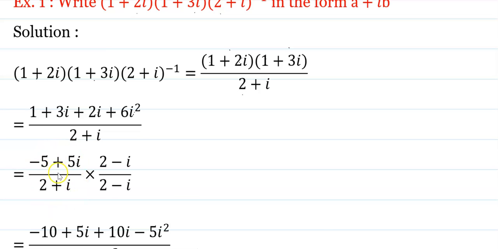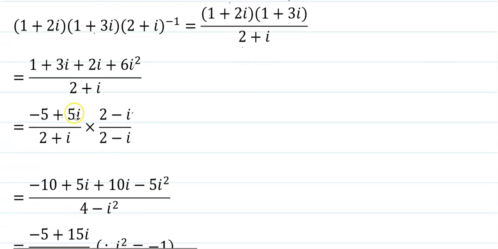Again, now this is a division, so we have to solve it. Multiply the conjugate of 2 plus i. What is the conjugate? 2 minus i, multiplied to the numerator and the denominator. Next multiplication: minus 5 plus 5i into 2 minus i. Here multiplication.